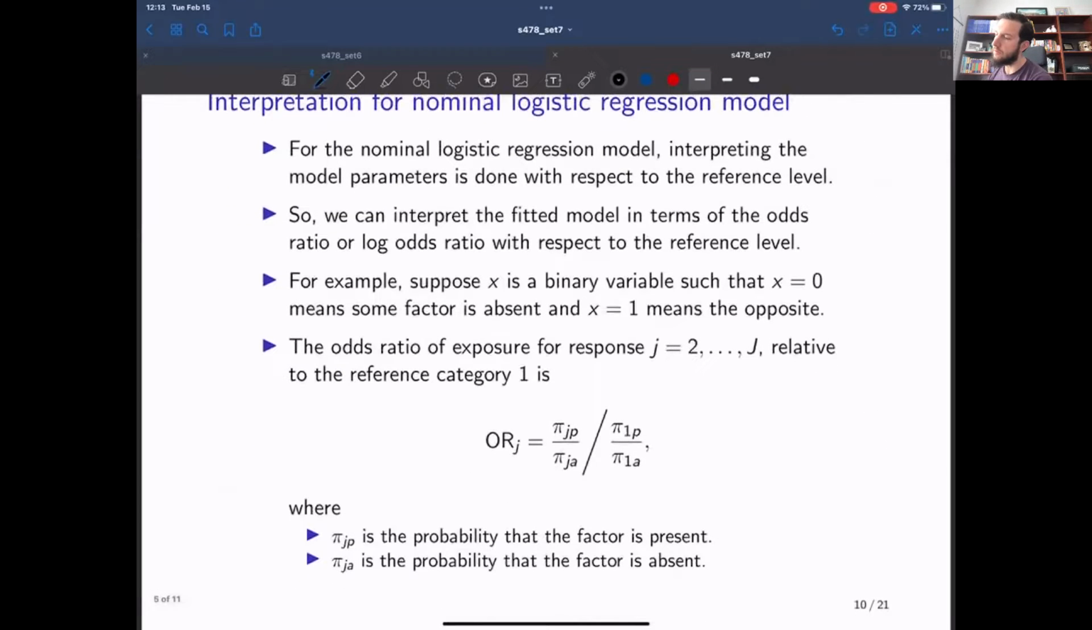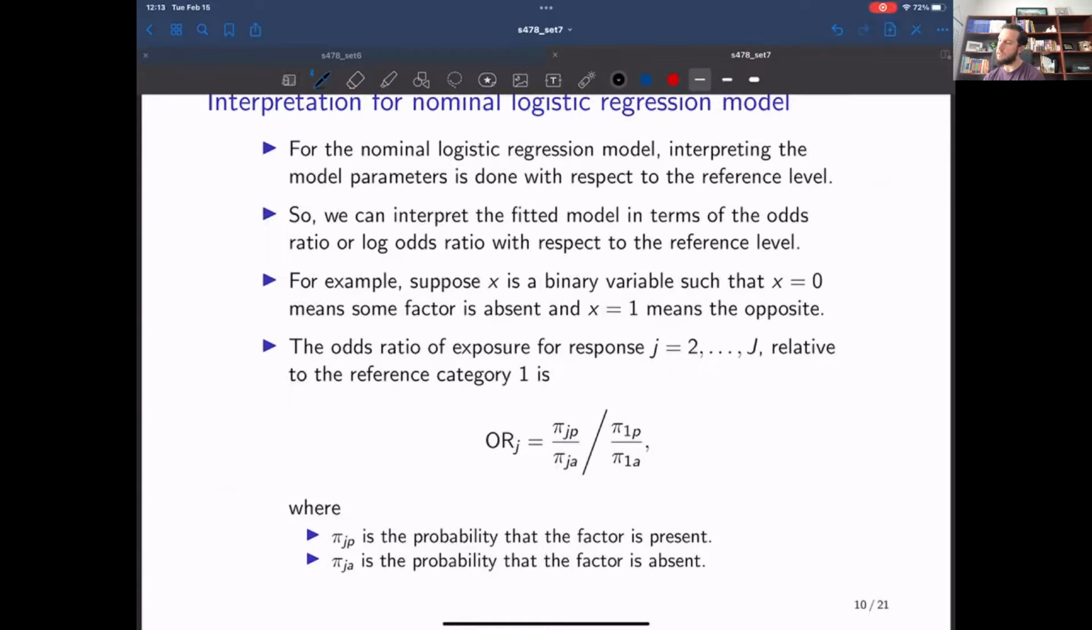Okay, so in terms of interpretation, I had mentioned before that what we are going to get out of this model is an estimate of the odds ratio. So what is an odds ratio? Suppose that you have some value x, and x can take on values 0 and 1. So 0 is going to be the absence of a factor, and 1 means that the factor is present. The odds ratio for exposure relative to the reference category is given by the following.